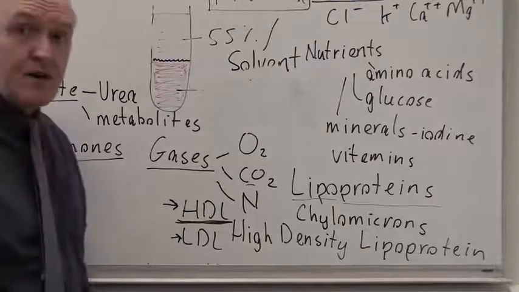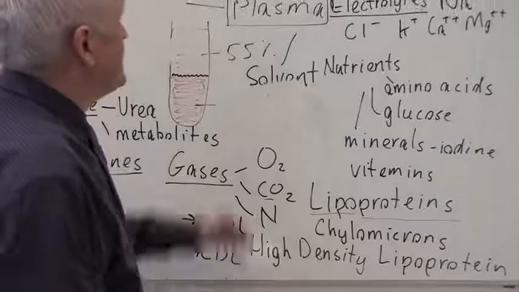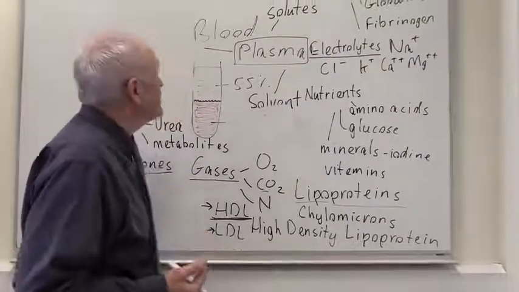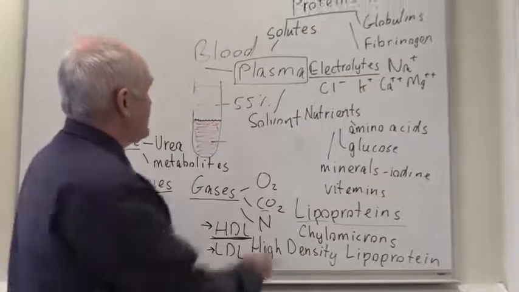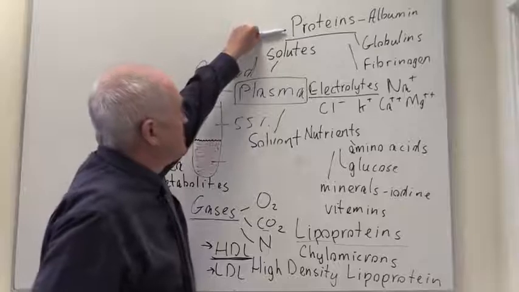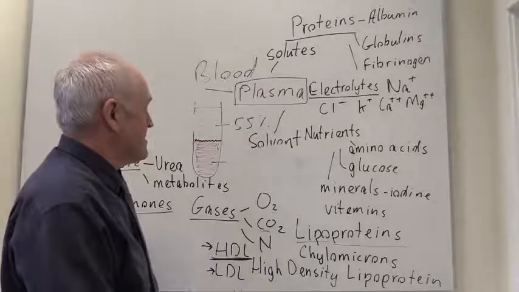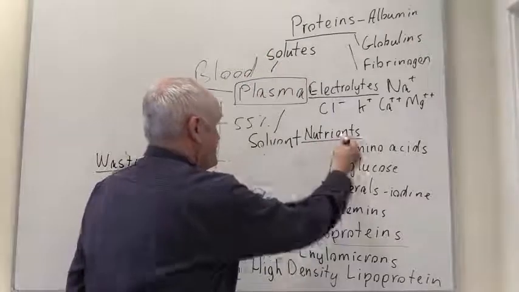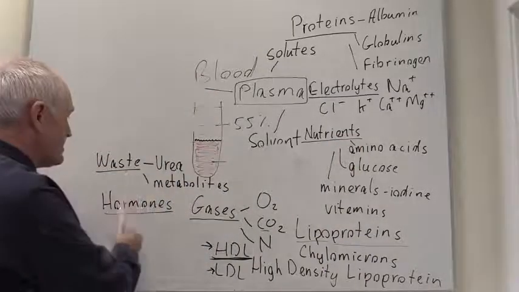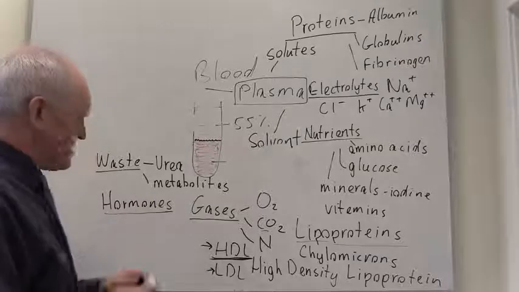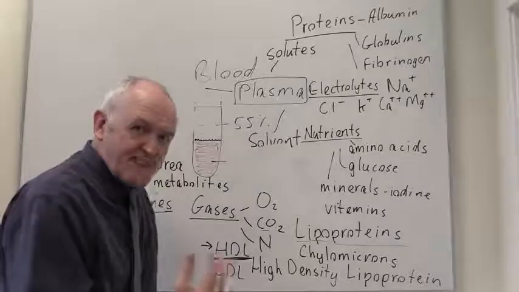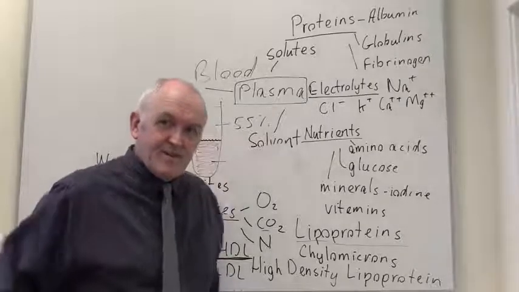So that's just a quick tour of the plasma. We've considered the fact that the blood is divided into the plasma and the cells. The plasma is the solvent, is the water. The solutes, there are proteins, electrolytes, nutrients, lipoproteins, waste products, hormones, gases, all being carried around the body in this great circulatory system, which is the blood.